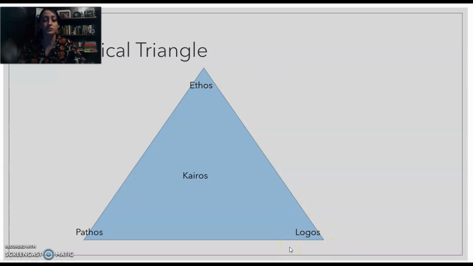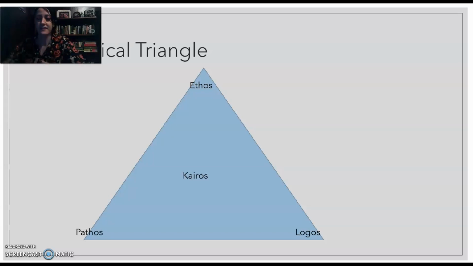You may use one side of a triangle to make your argument. Or you can use ethos, logos, and pathos, right? Maybe the dietitian starts off their argument saying, hey, I'm a dietitian. I've been a dietitian for 6 years. And I know from research conducted by so-and-so that too much sugar is bad for your health.